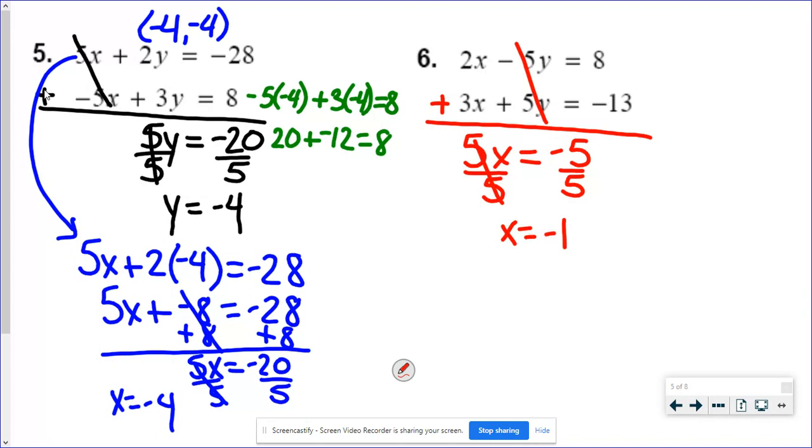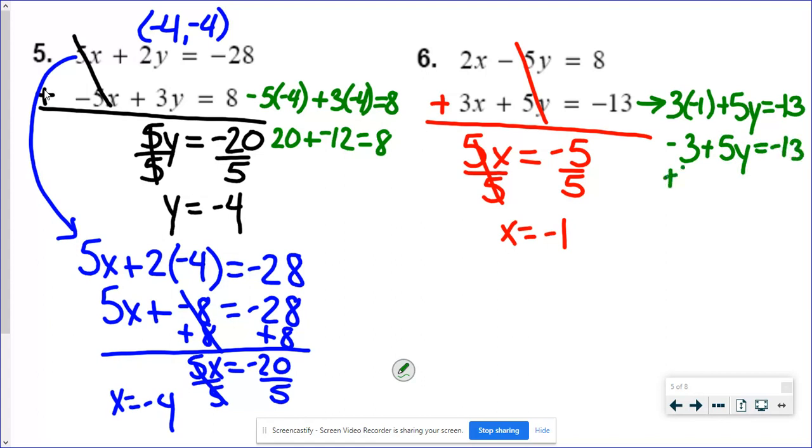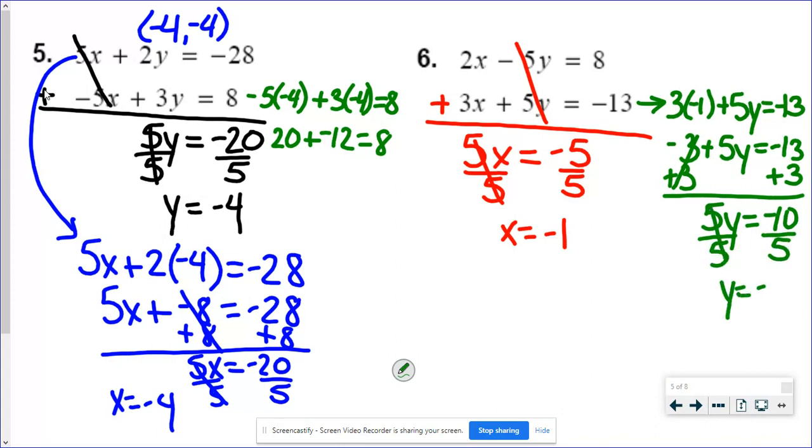Now that I know what x is, I want to find the y. So using this equation, it's just because I happen to choose that one, 3 times a -1, because that's what the x is, plus 5y equals -13. So -3 plus 5y equals -13. We would add the 3. This is why we've been practicing solving equations recently. And then we'll divide by 5. So my ordered pair, x and then y, would be -1, -2.